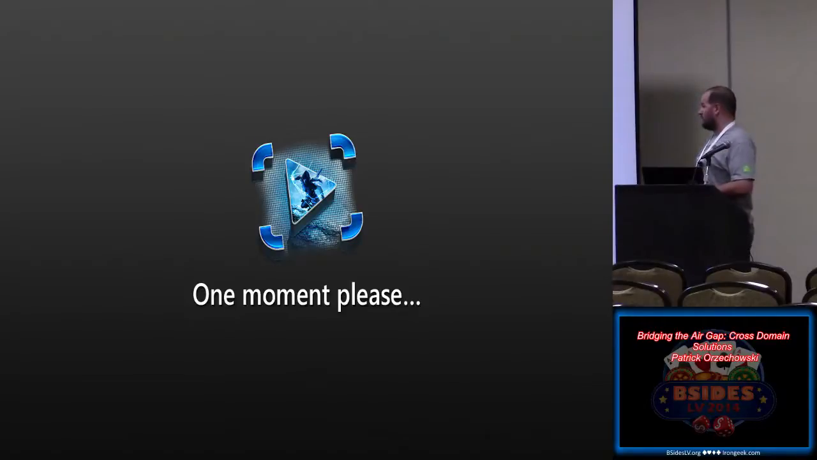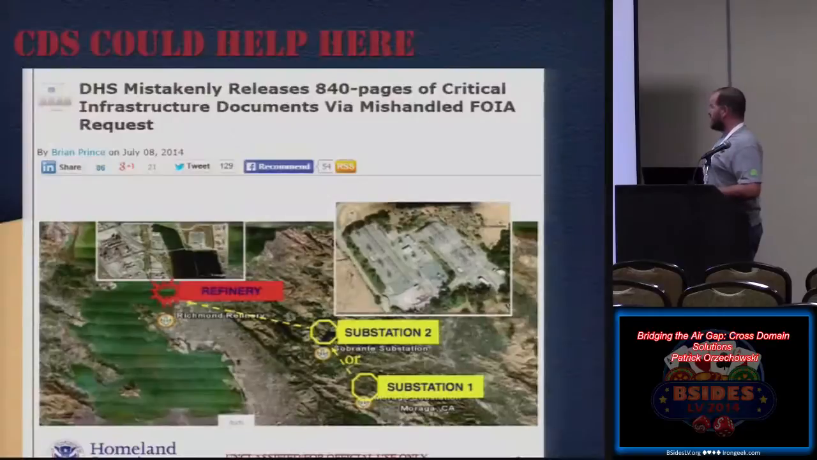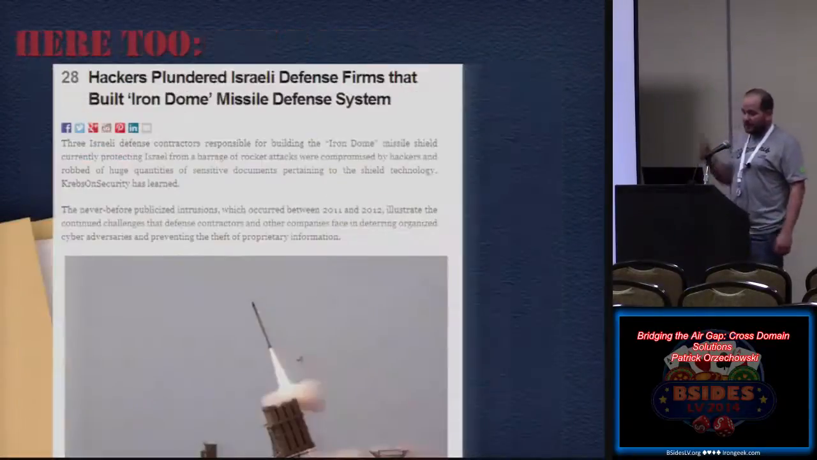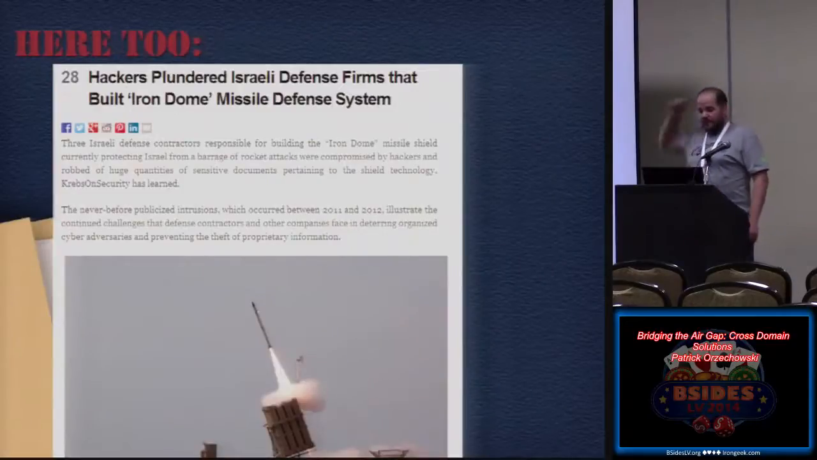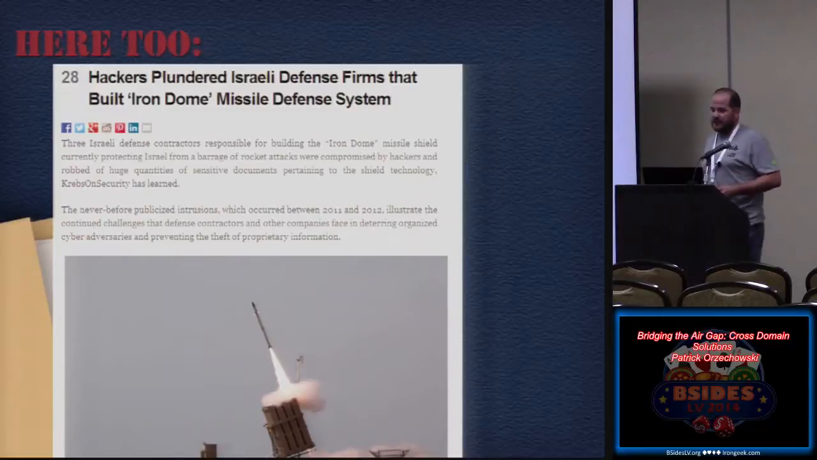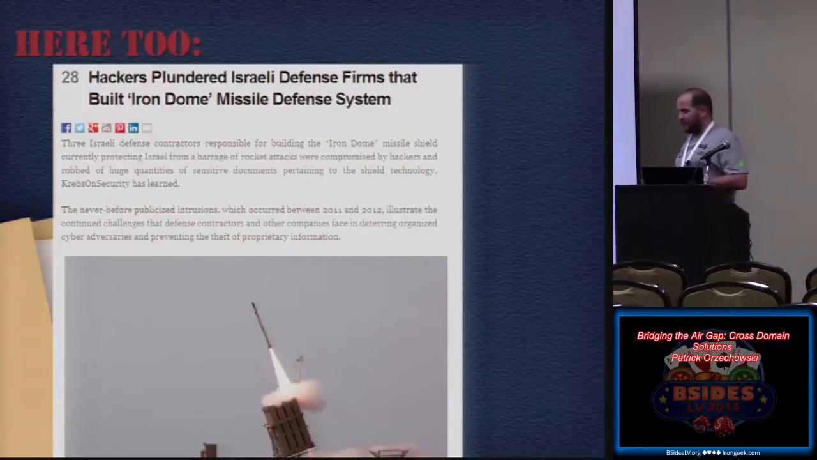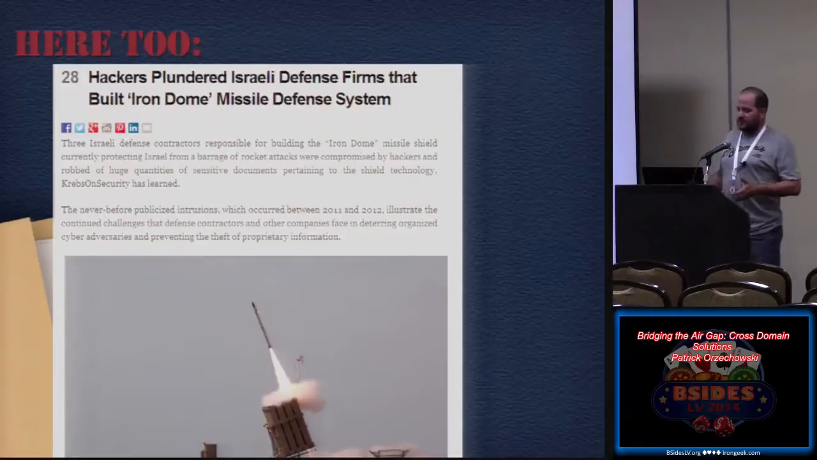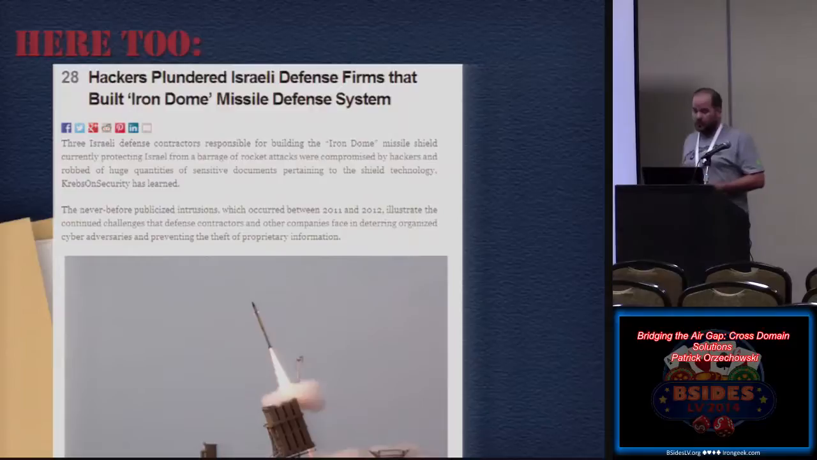I don't know, but it's probably a good idea to protect some of this critical infrastructure with something like a CDS, an enclave. Might help here too. If I built a system to protect my citizens from rockets falling down on their head, I probably don't want that information to get in the hands of my adversaries. So making sure that data that's critical is not flowing through your network is important.